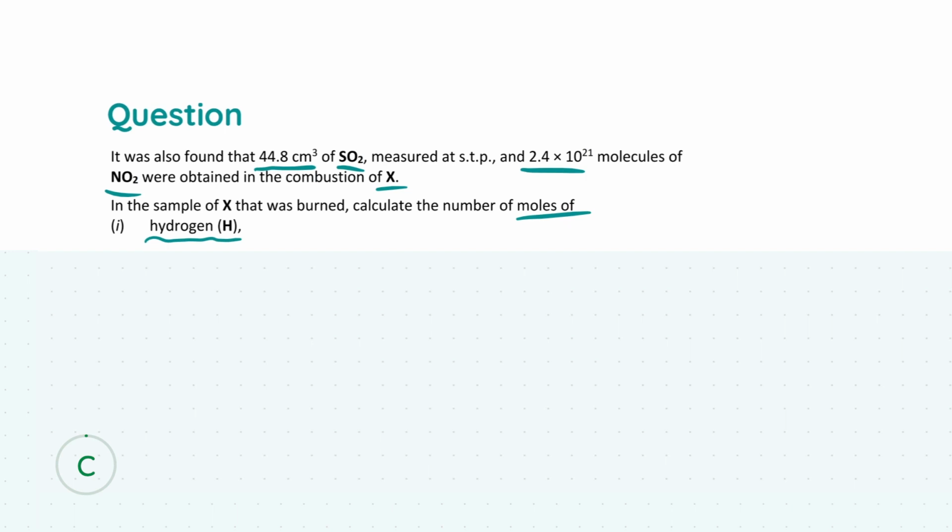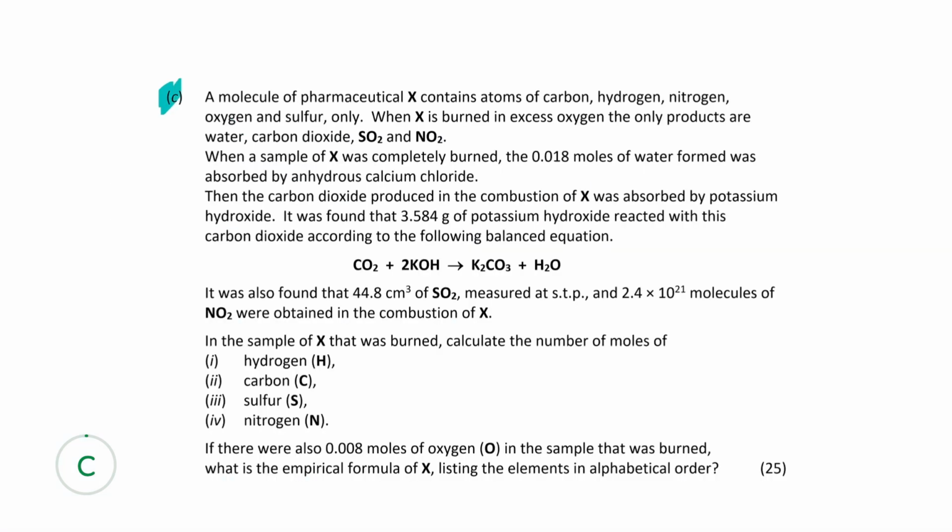As always with these stoichiometry questions, there tends to be a lot more information given to you all at once. So let's have a look at the question before we get straight into solving. Pulling up part C here, we're given a lot more information with this big paragraph talking about a molecule of a pharmaceutical X that contains various elements.